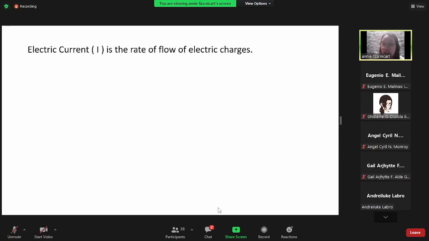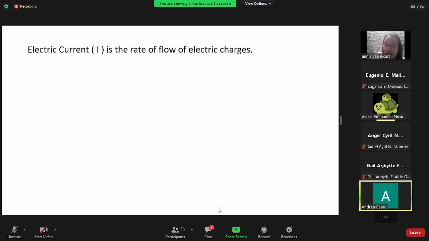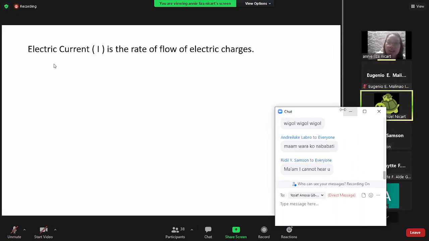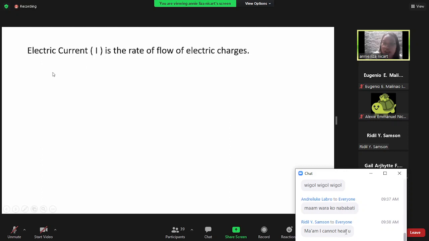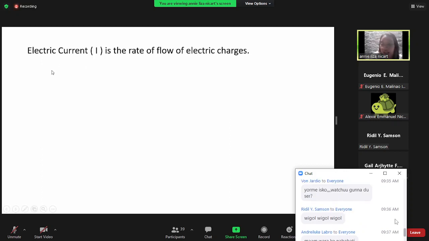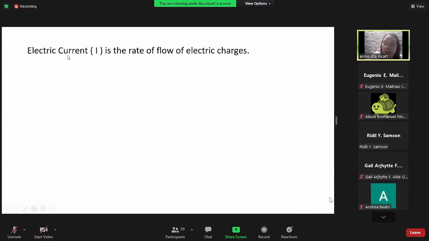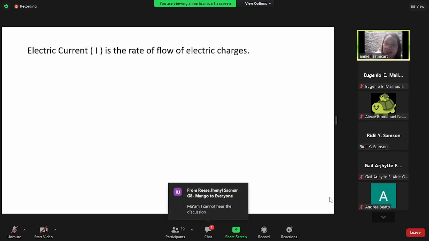Yung positive and negative. Okay, in electricity, ano yung responsible dito? Ano dito yung sabi natin, yung pinaka-starring na charge? Is it the positive or the negative? The negative, which is the electrons. Kaya nga electricity from electrons. So electric current primarily in electricity is actually the rate of flow of electrons in a circuit.